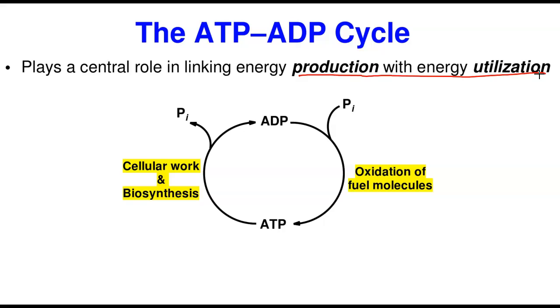So look at the cycle. In the cycle here, look at what happens now. Oxidation of fuel molecule or biomolecule results in the production of what? ATP. So how does that happen? Usually what happens is that one inorganic phosphate is combined to ADP, and that results in ATP. This happens when the oxidation of fuel molecules takes place, like in glycolysis, in the citric acid cycle, in beta oxidation.